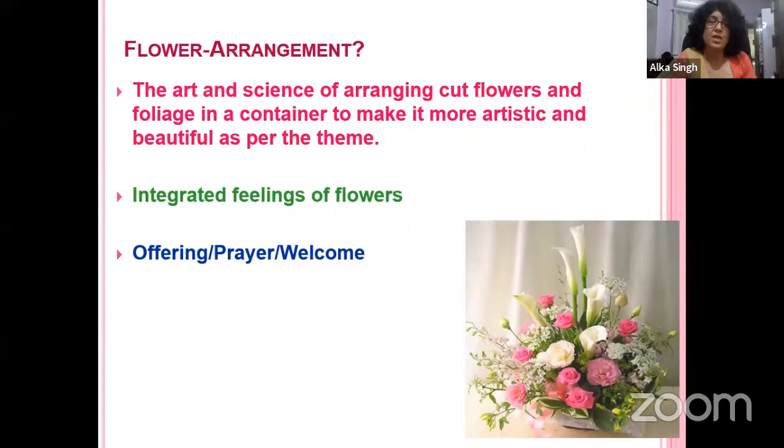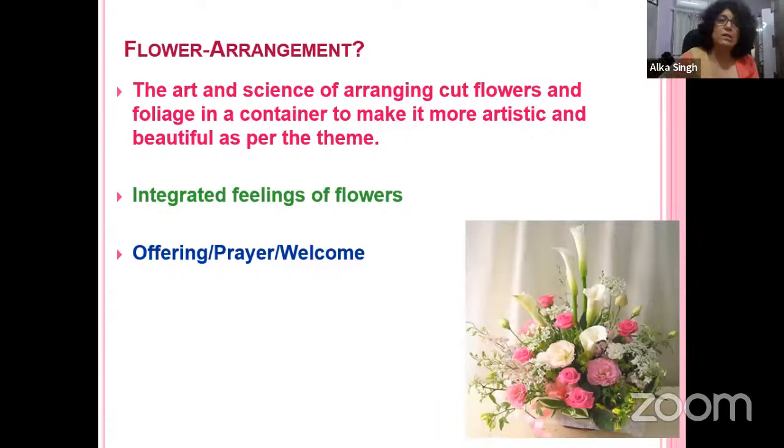So basically, what is flower arrangement? It is an art and science of arranging cut flowers and foliage in a container to make them more artistic and beautiful. But you have to take care that its life is not reduced. Its vase life has to be retained. Its quality has to be retained. Its post-harvest quality has to be retained.